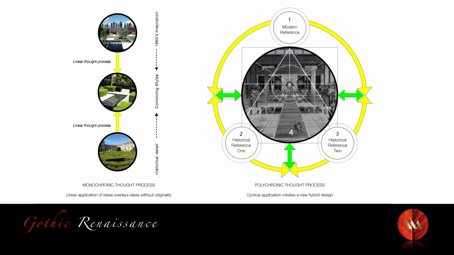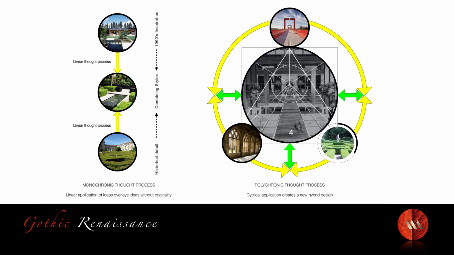By contrast, the polychronic model has three references: modern bridge design, Gothic and Renaissance, which are placed in a cyclical orbit allowing for fluidity of thought, which breaks the linear pattern and produces a new hybrid design. The dissertation forms a rational analysis of the monochronic and polychronic thought processes, and the following project offers a working example of how the polychronic thought process can be applied within a garden design.